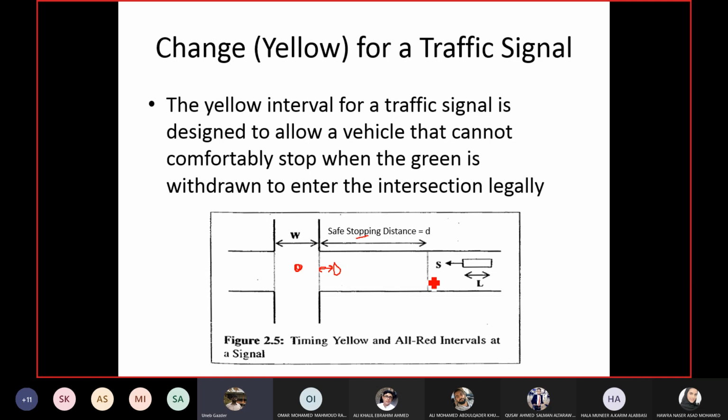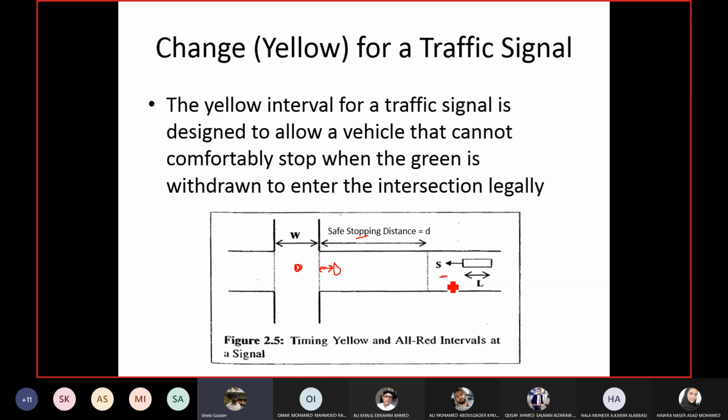So yellow time should be enough for a driver who doesn't have stopping distance available between him and the signal to go. That yellow time should be enough for that driver to go who doesn't have enough distance between him and the signal to stop. And anybody who has that much distance should be stopping. Again, we are assuming very nice and good drivers.